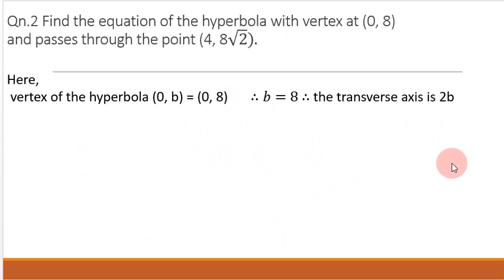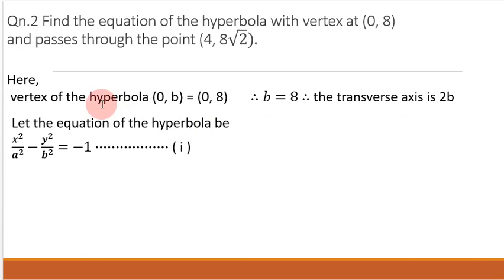Now we let the equation of hyperbola be as I have already shown. Let the equation of hyperbola be x square by a square minus y square by b square equal to minus 1. This is minus 1 when the transverse axis is 2b, and if the transverse axis is 2a, then this is plus 1. Remember that.